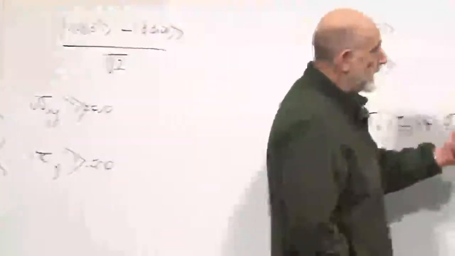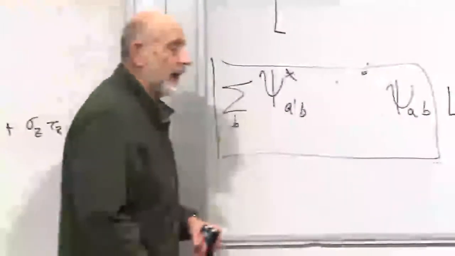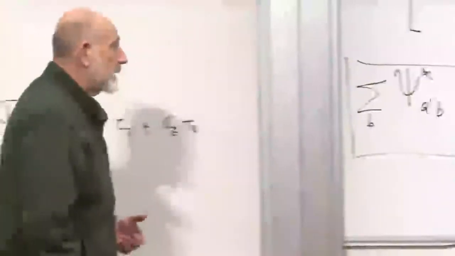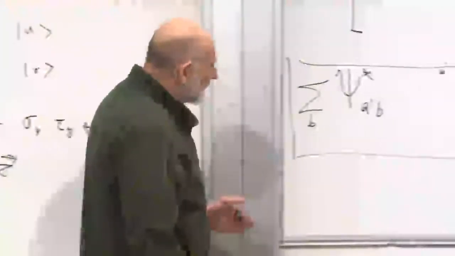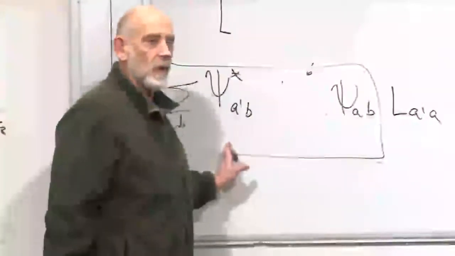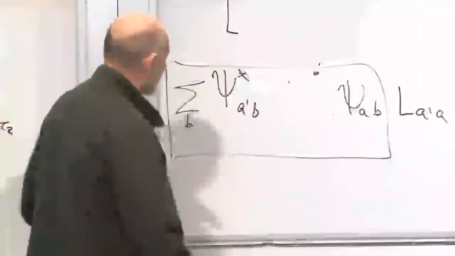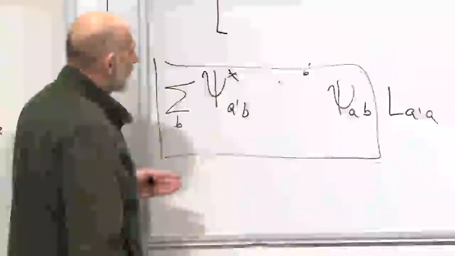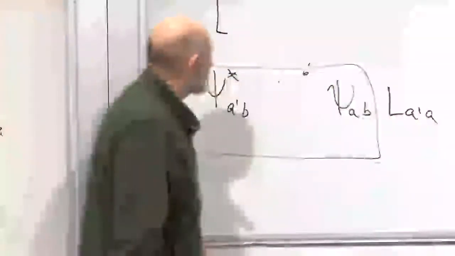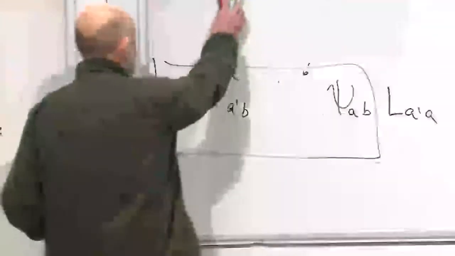So this object over here is a function only of Alice's coordinates, A and A prime. Of course, to calculate it, you may have to know more about the wave function. But once you've calculated it, that's all that Alice ever needs to know to calculate anything about her half of the system. So let's give it a name.